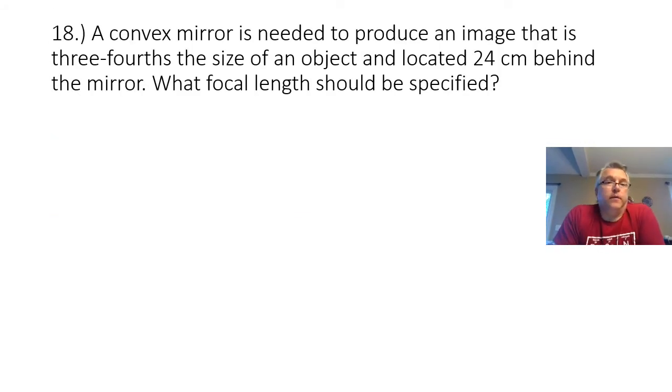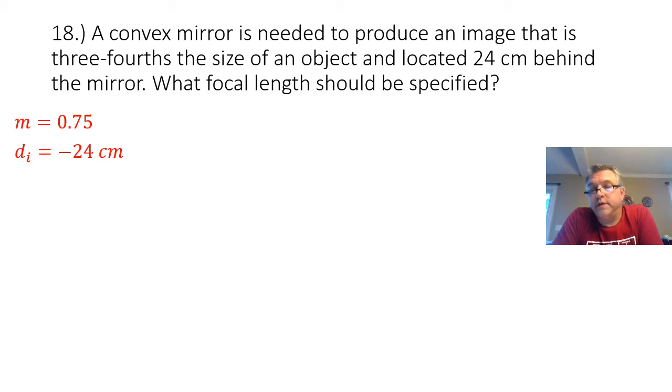Problem number 18. A convex mirror is needed to produce an image that is 3/4 the size of an object and located 24 centimeters behind the mirror. What focal length should be specified? So the magnification we need is going to be 0.75 or 3/4. That's my magnification. It's a convex mirror, so I know that the image distance is going to be negative 24 centimeters. That's telling me that it's 24 centimeters behind the mirror. So that will be a negative 24 centimeters, and we are being asked to find the focal length.